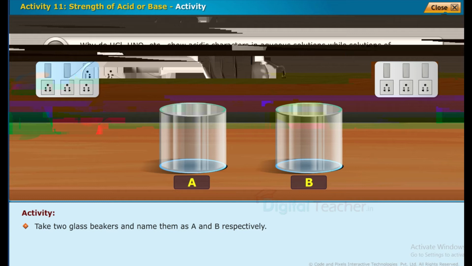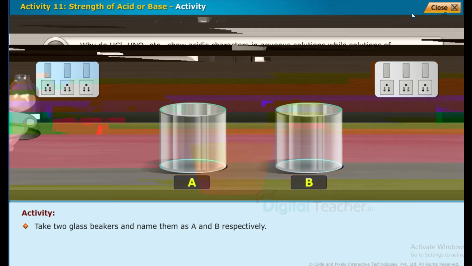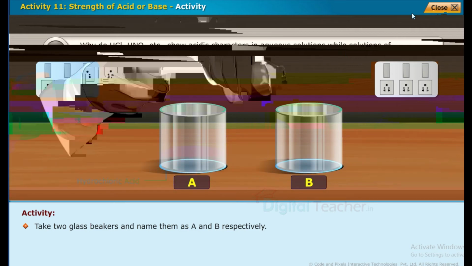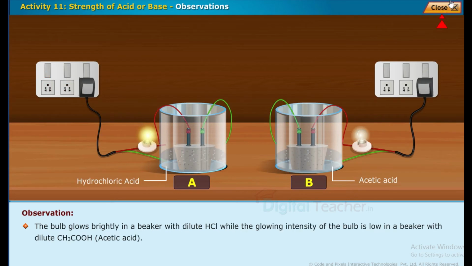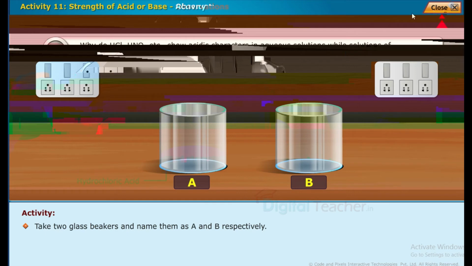Connect the free ends to the 6-volt DC power supply through a bulb. Now switch on the DC power supply. Observe the changes in both beakers. The bulb glows brightly in the beaker with dilute hydrochloric acid, while the glowing intensity of the bulb is low in the beaker with dilute CH3COOH, acetic acid.